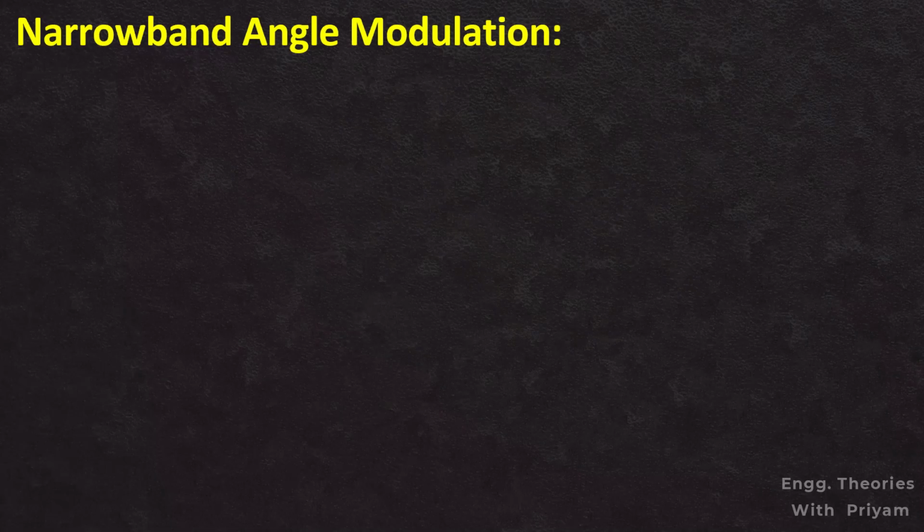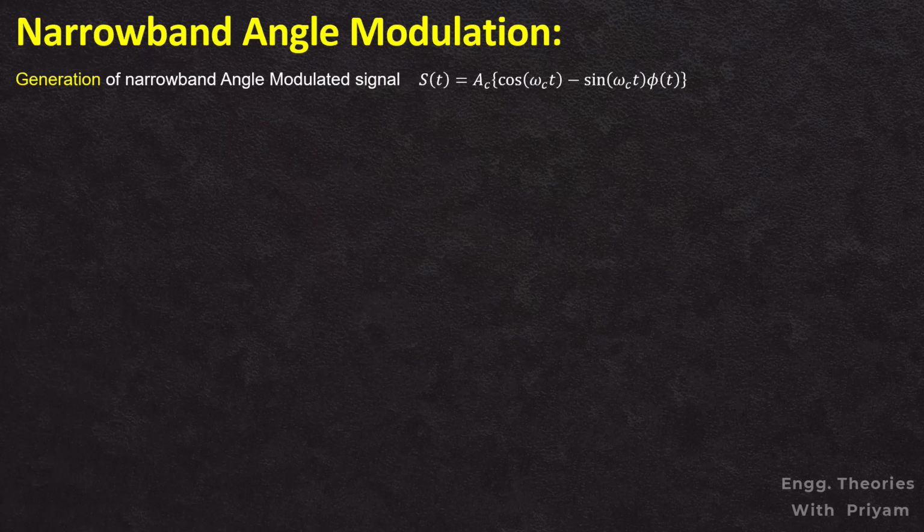Now let us see the generation of this narrowband angle modulated signal. For the generation of the narrowband angle modulated signal, let us again write the narrowband approximation of angle modulation, which is s(t) is equal to Ac into cos omega ct minus sin omega ct into phi(t). This phi(t) is equal to kp into m(t) for phase modulation, and this phi(t) is equal to 2 pi kf integral from 0 to t of m(tau) d tau for frequency modulation.